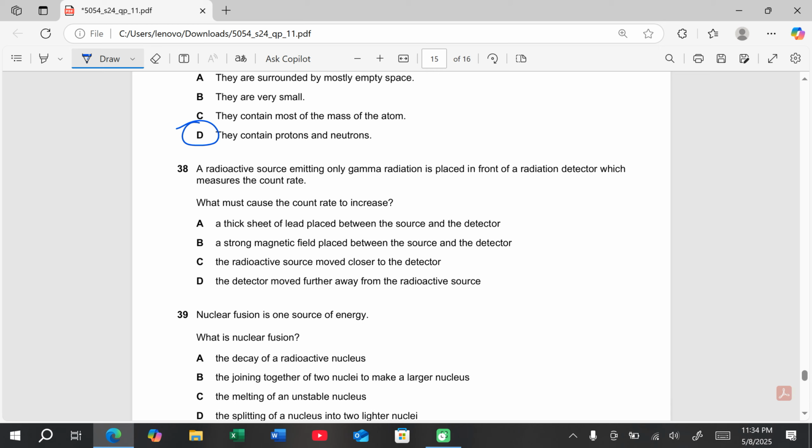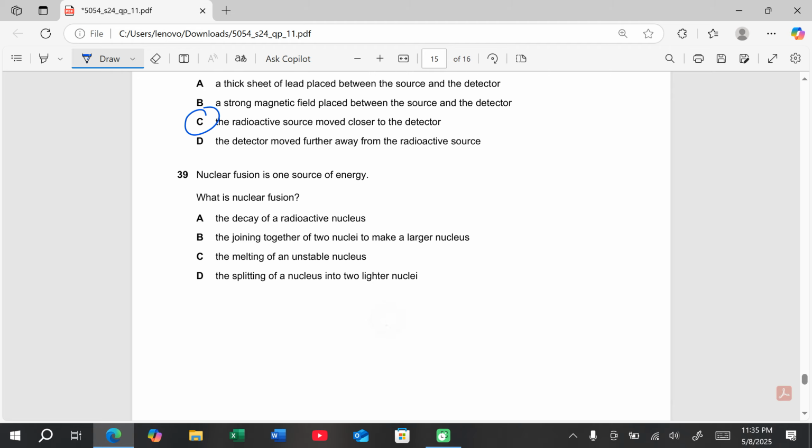In 38, a radioactive source that emits only gamma radiation is placed in front of a radiation detector, which measures the count rate. What must cause the count rate to increase? A thick sheet of lead placed between the source and detector, that should not increase, that should rather decrease. A strong magnetic field placed between the source and detector, that should also not change anything. The radioactive source moves closer to the detector. Yes. That can move further away, that's wrong as well. D. So C is the right answer.